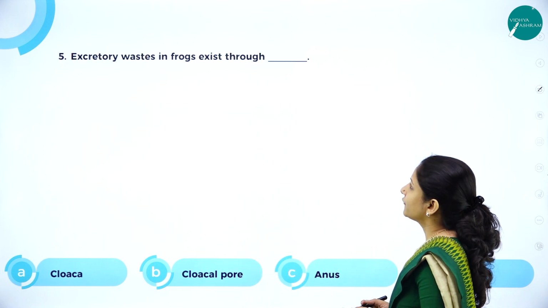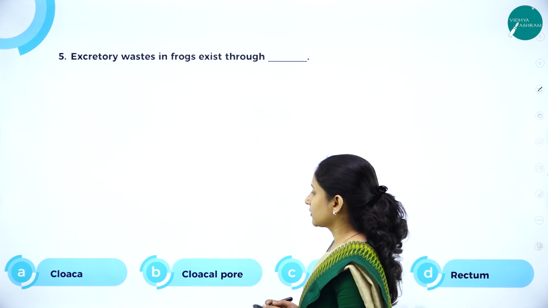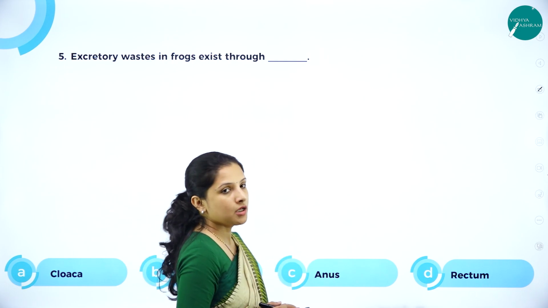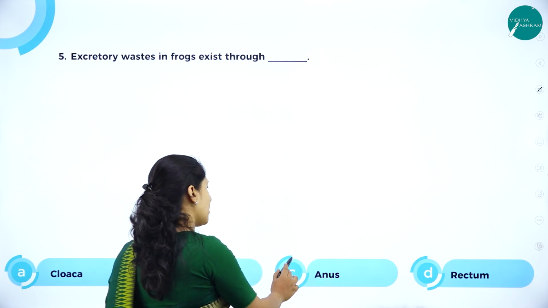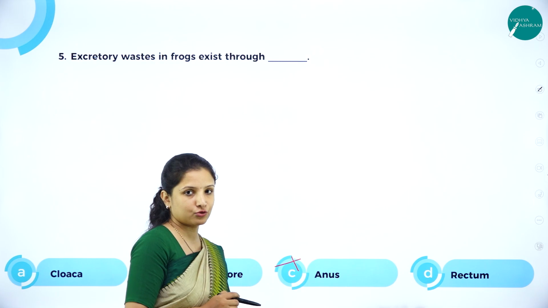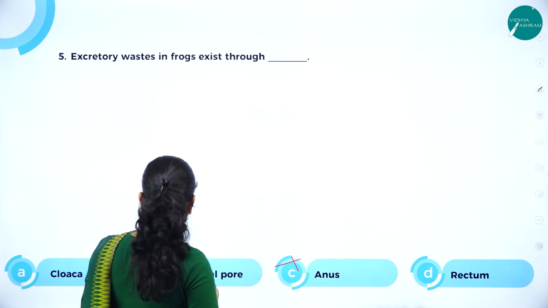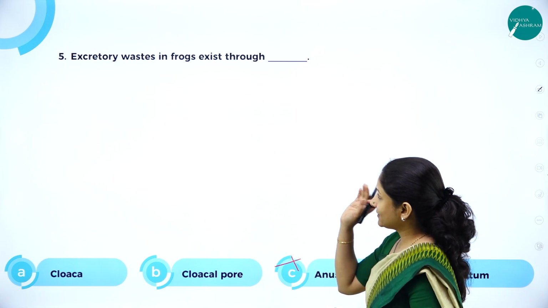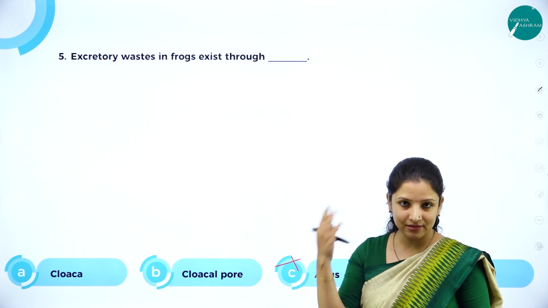Excretory waste in frogs exits through, that is, cloaca, cloacal pore, anus, rectum. Here anus is found in humans. It has nothing to do with the frog. It is between cloaca, cloacal pore and rectum. So here, the excretory waste in frogs exits through.